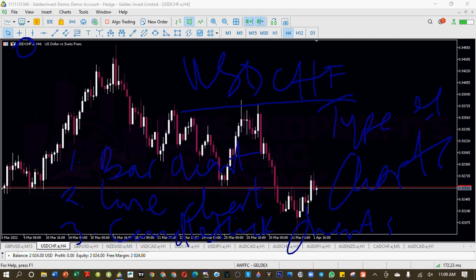They are the graphical representation of the market. We have so many of them. As we speak right now, there is something we call Renko. There is another chart type called Heikin Ashi. So many of them. But the basic ones that are common to every trader are these three: the bar chart, the line chart, and then the candlesticks chart.